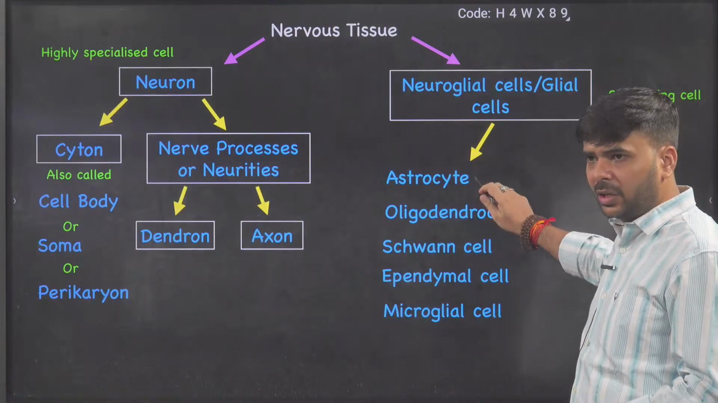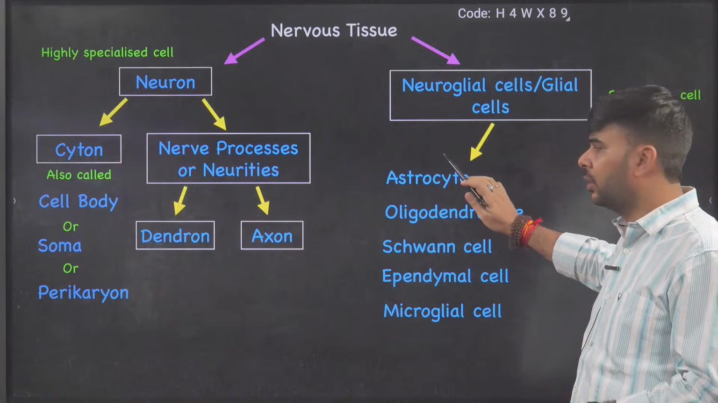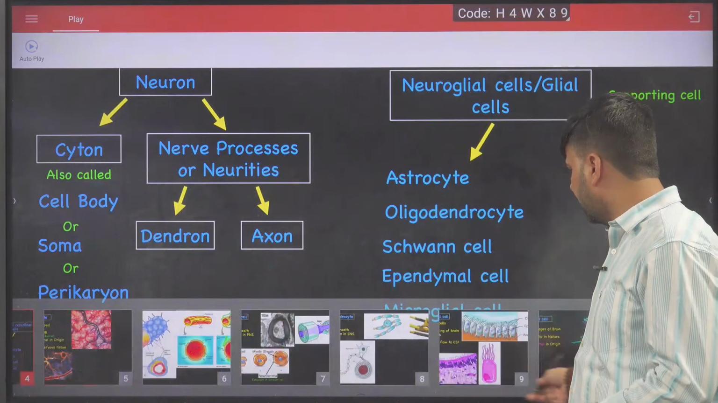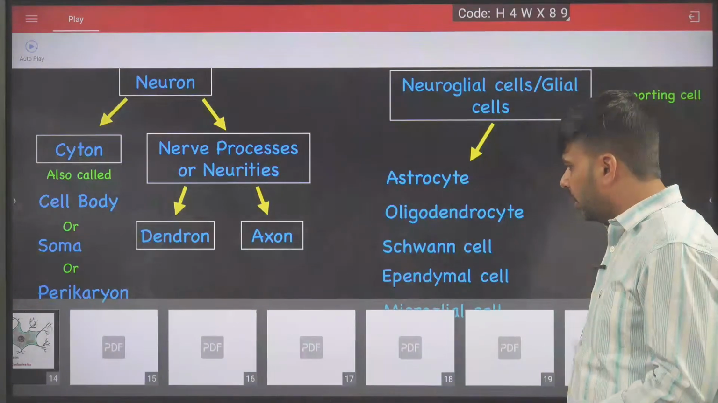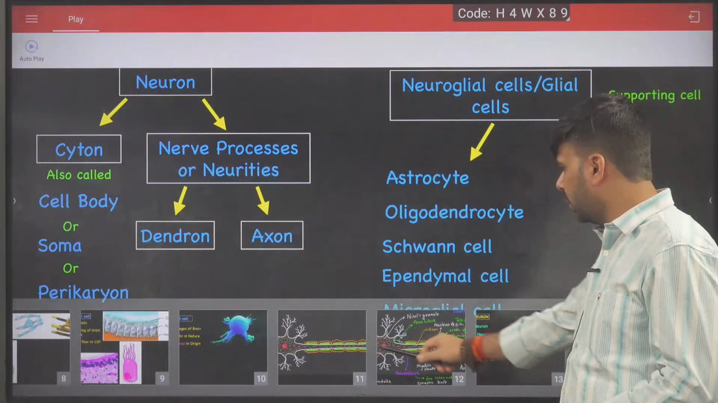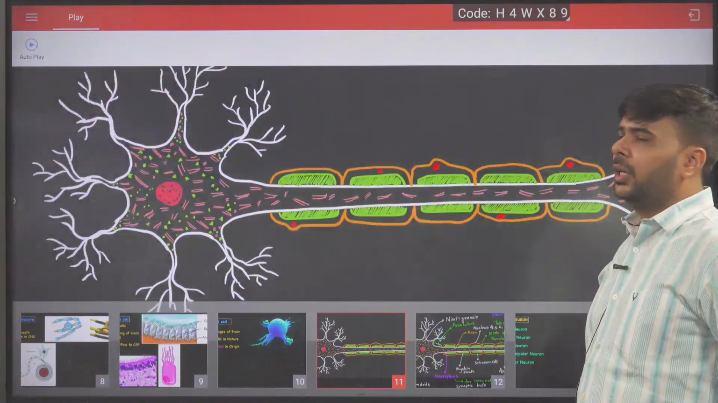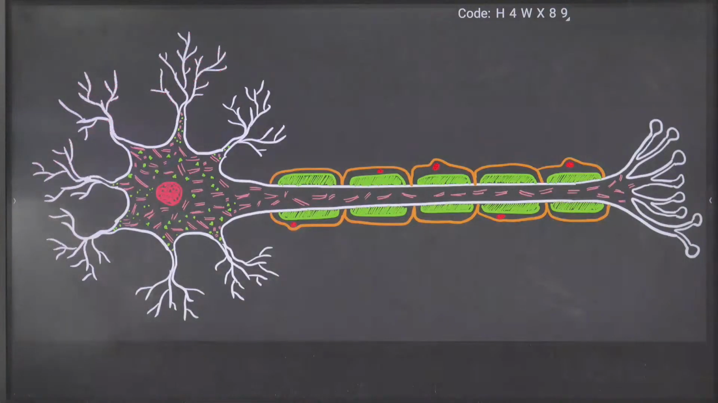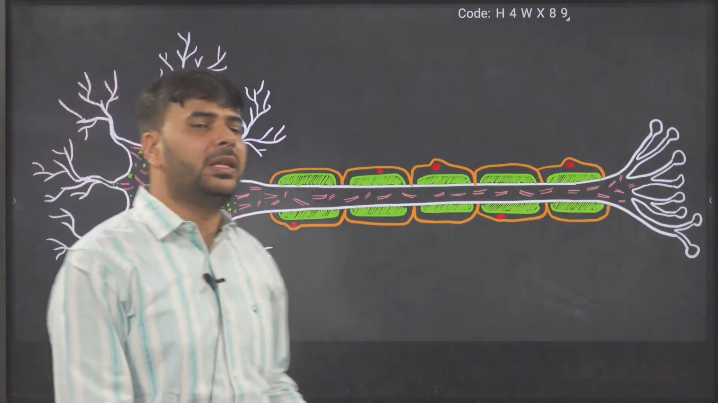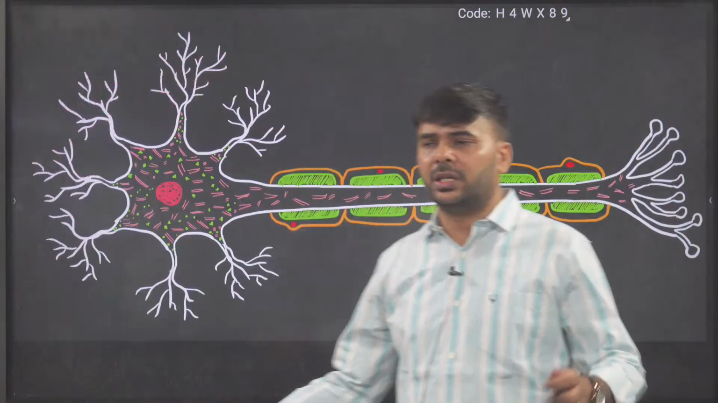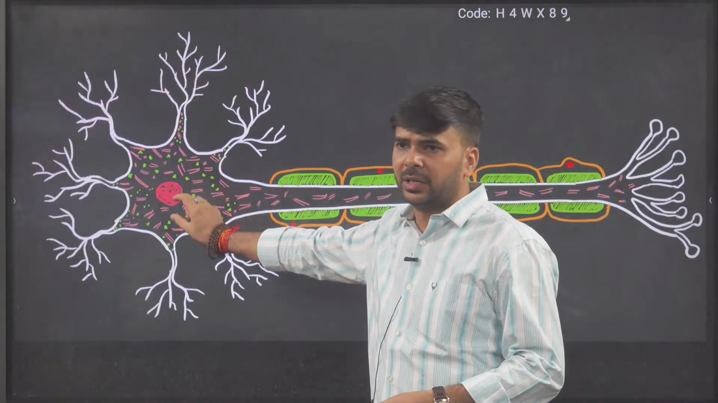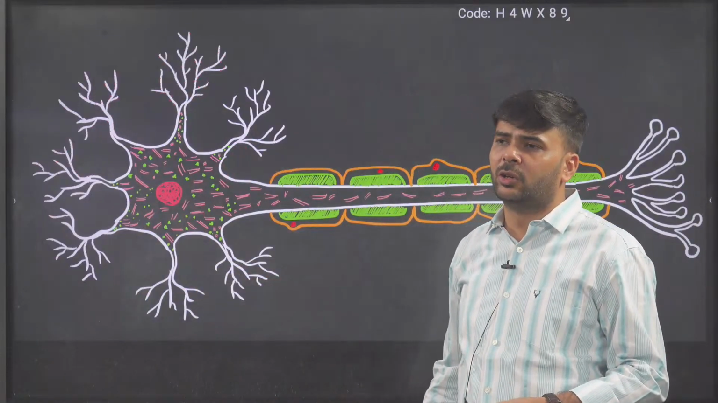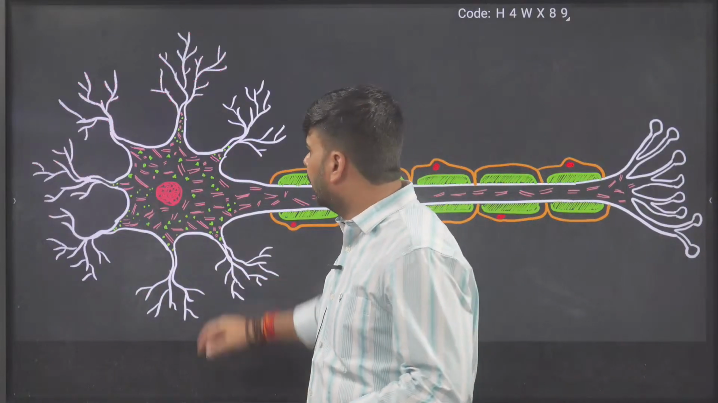Then these are the nervous tissue classification. I don't think the detailed classification is required here. Then we studied about different cells. Now I'll jump directly to the neuron structure. In the neuron you'll get the cyton. Cyton is nothing but the cell body, perikaryon, soma, all are the same. This central area contains the nucleus, and contains these branches. These branches are nothing but the dendron. I think you have studied. So this is called what?